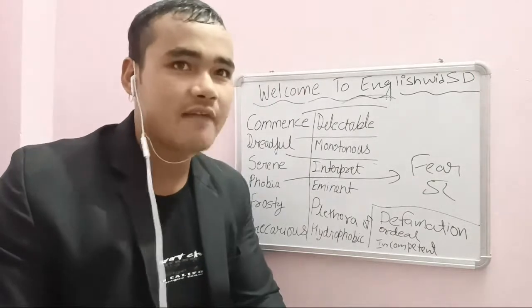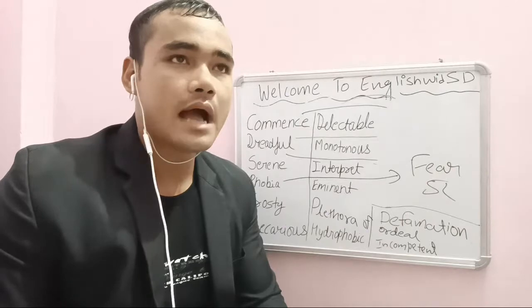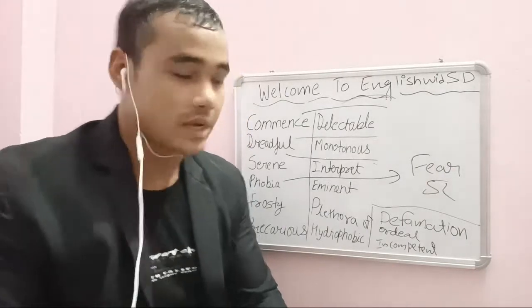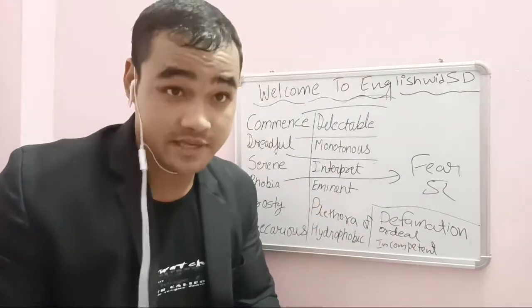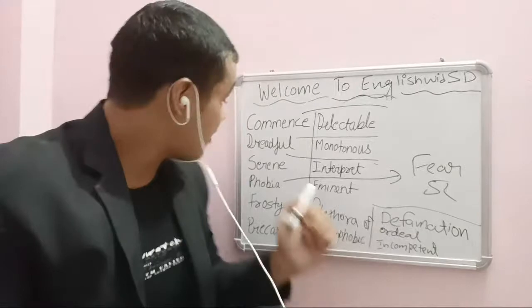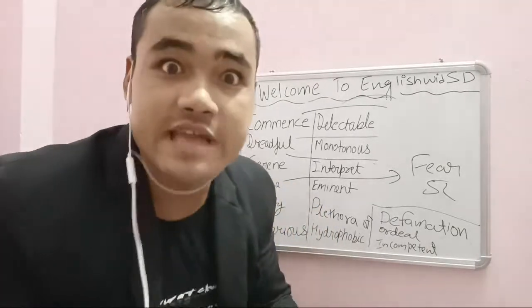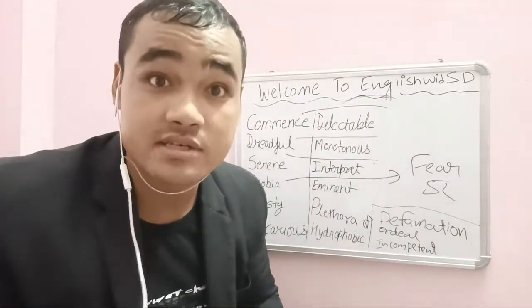In place of fear, I have a big fear of public speaking. So in place of fear, you can say, I have a big fear of public speaking, or I have a big phobia of public speaking. I have a big phobia of snakes. I have a big phobia of spiders.